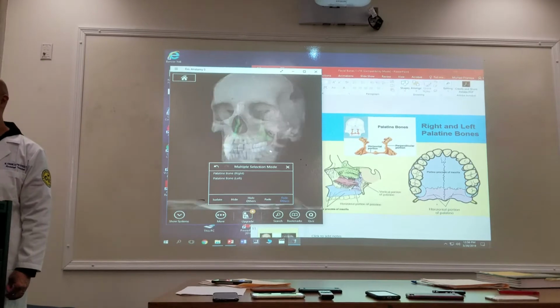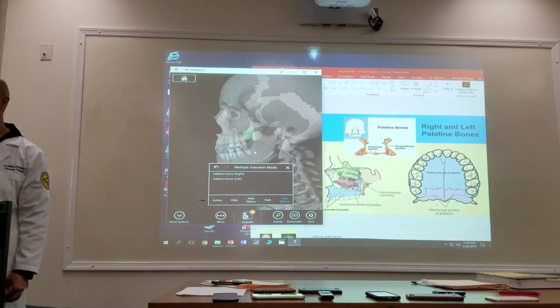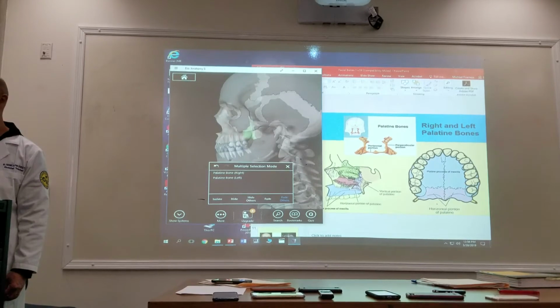All right. If you look at it laterally, okay, that's what it looks like laterally. You can compare that with the image down here.